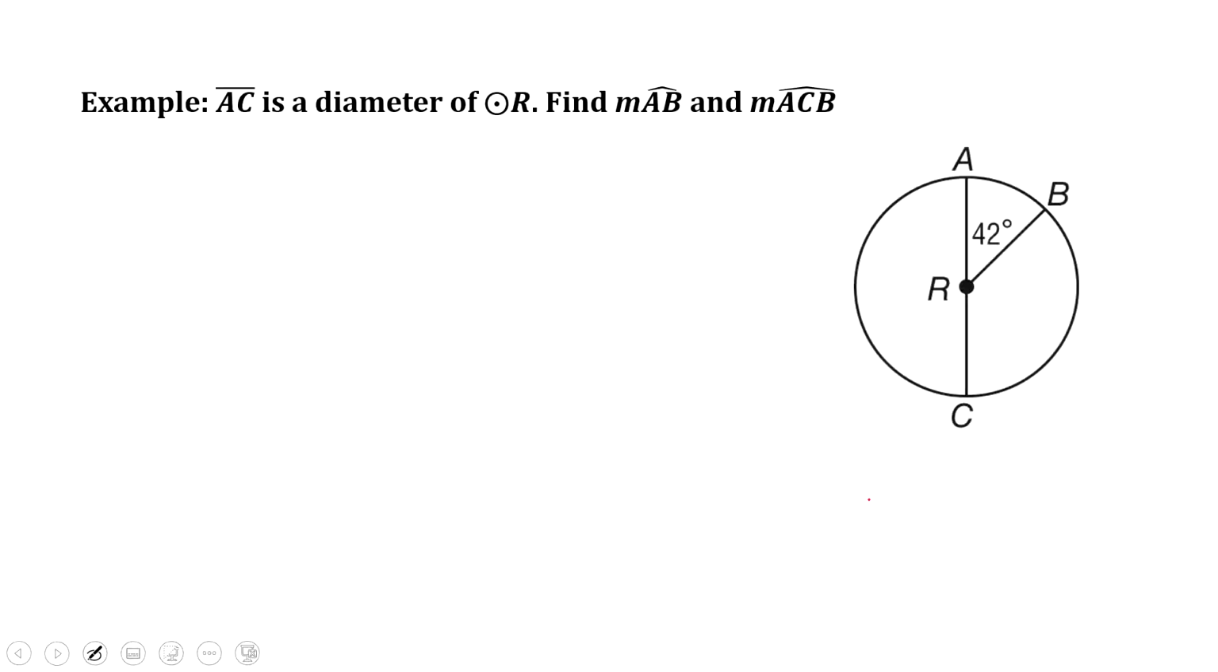Okay, so I have our example here. They're looking for the measurement of arc AB and the measurement of arc ACB. So ACB tells me major arc. They want to go the long way around. AB is the short arc, which I'm just looking at. That's my central angle measure. So the measure of arc AB is just 42 degrees.